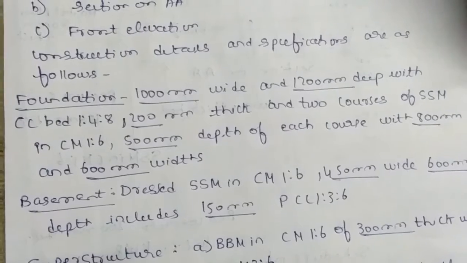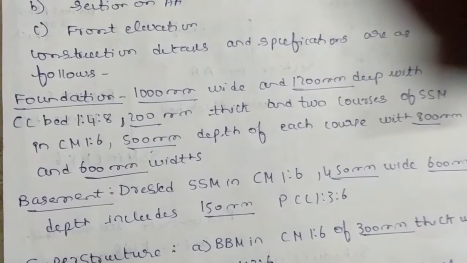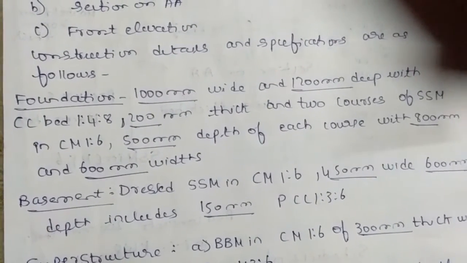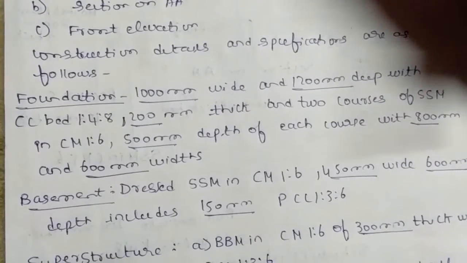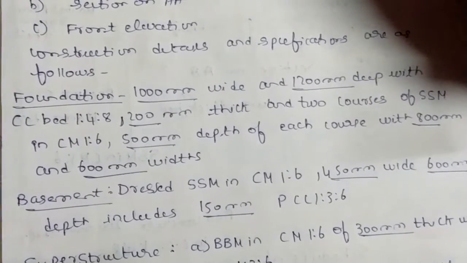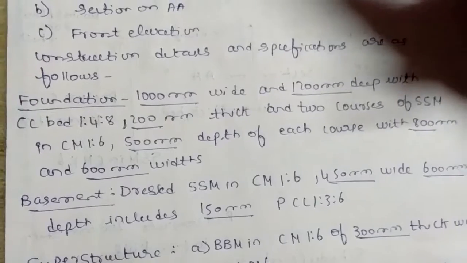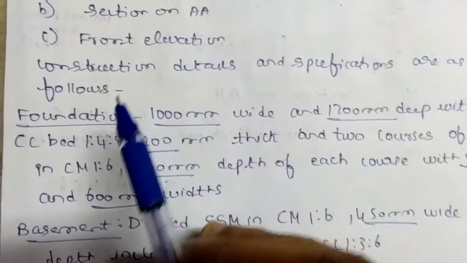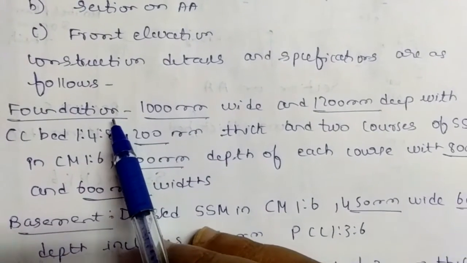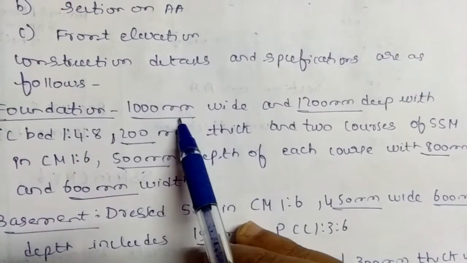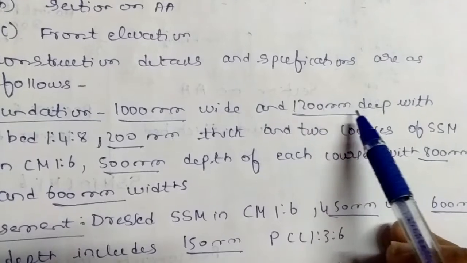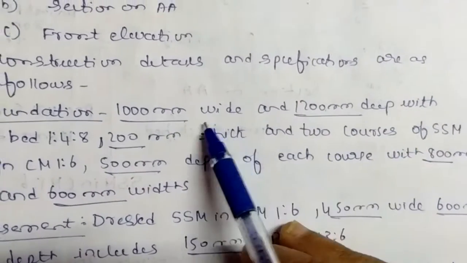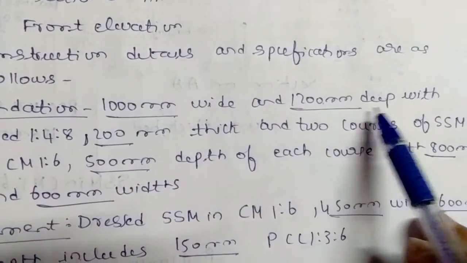As I told you earlier, there was one step, two steps, the width of the two steps, what is the depth of the step, what is the depth of the concrete bed and all. So I think you have got a fair idea about that. Let us see what the specifications were. See here what they had given us: foundation 1000 mm wide and 1200 mm deep.